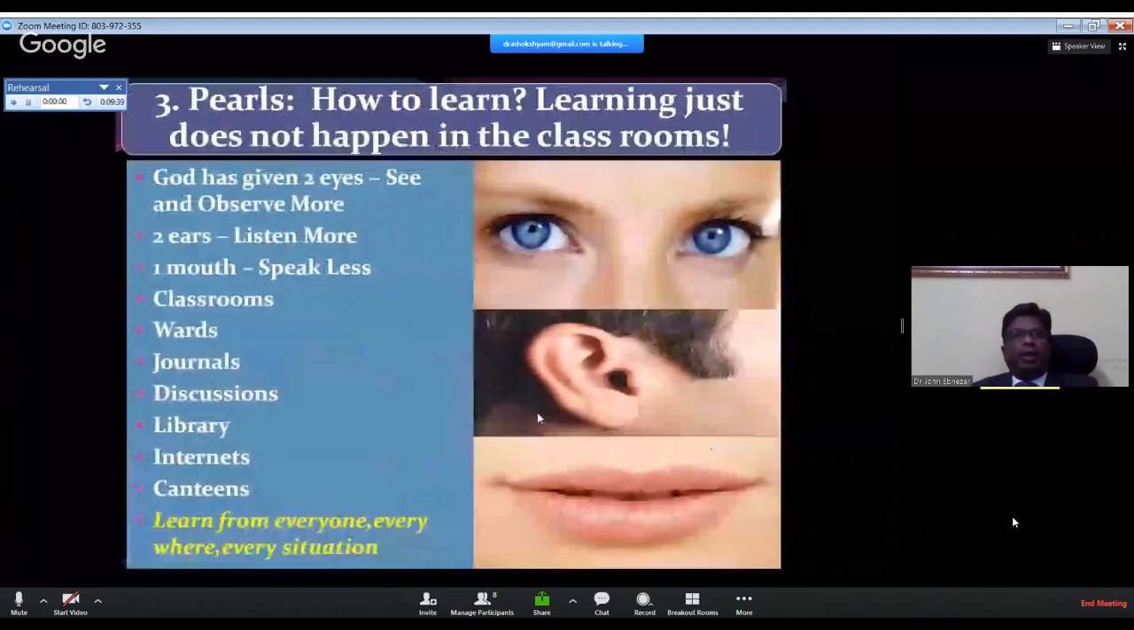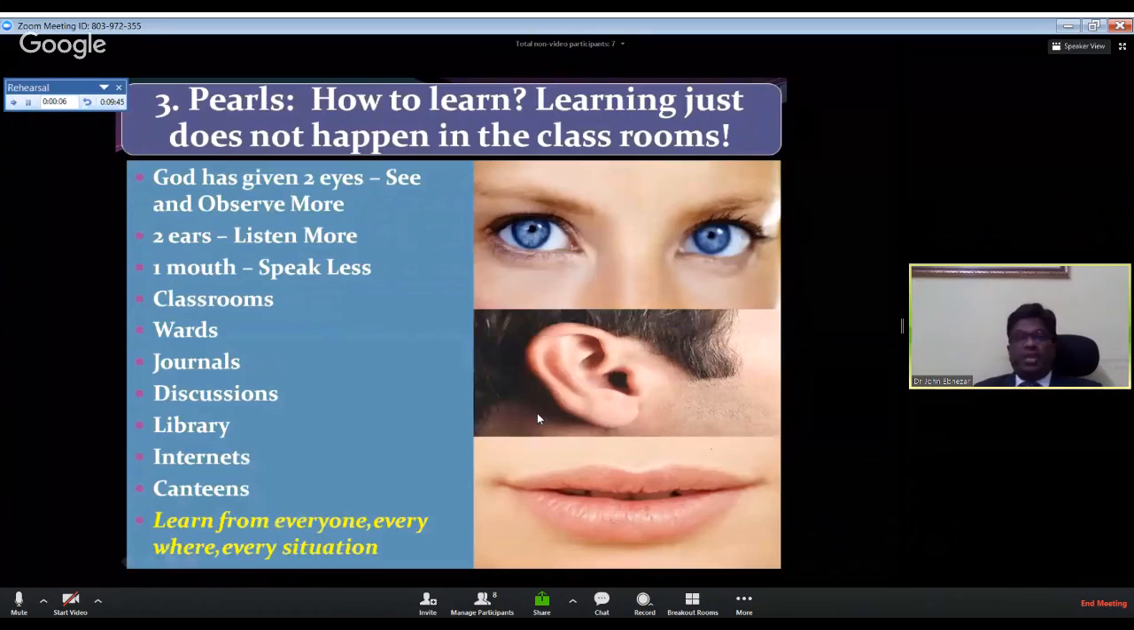How to learn? Learning just does not happen in the classrooms. God has given you two eyes, so see and observe more; two ears, so listen more; only one mouth, so speak less. Be observant when you are in the classroom, in the wards, attending journal clubs, in discussions, in the library, on the internet, in the canteen. Learn from everyone, everywhere, in every situation.